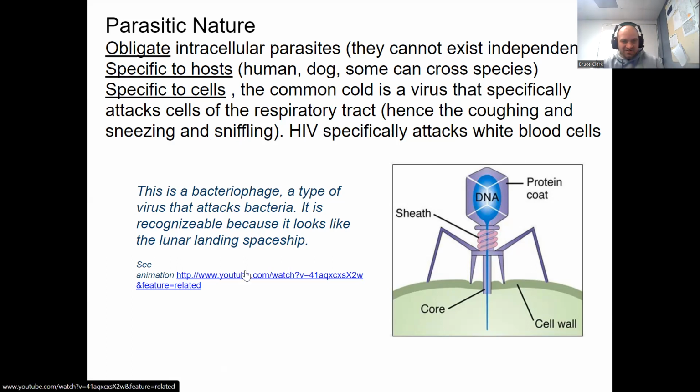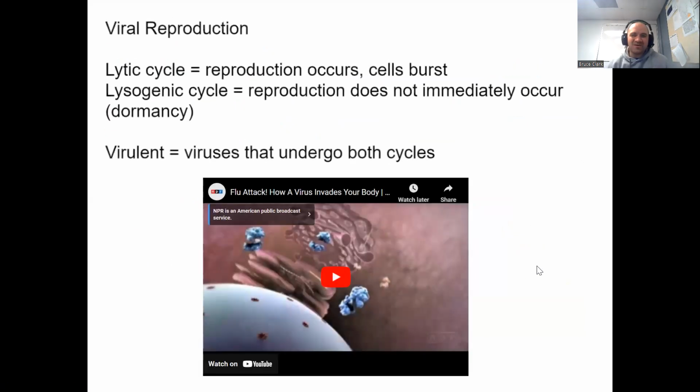On the right, we have a little bacteriophage. That is a type of virus that attacks bacteria. We actually use those for research too. We're doing that later. How do viruses reproduce?